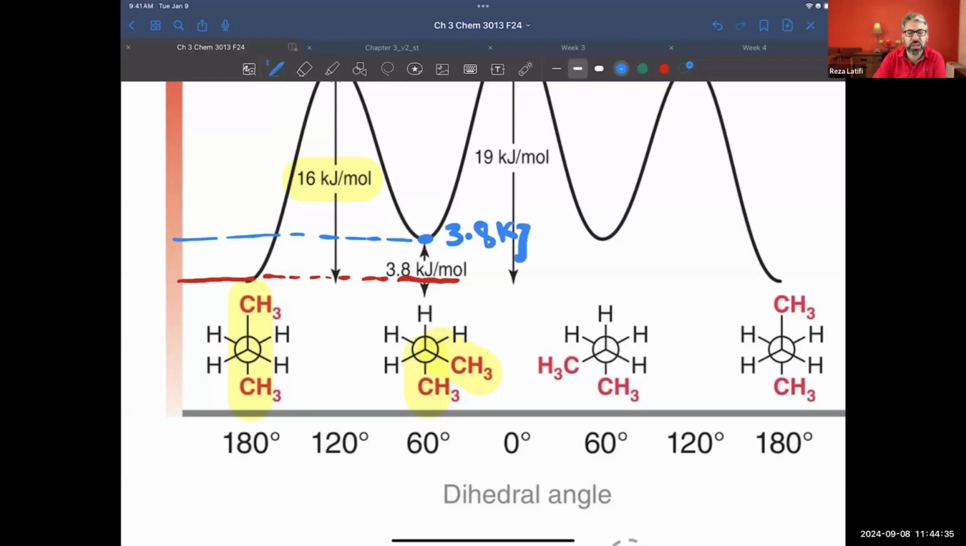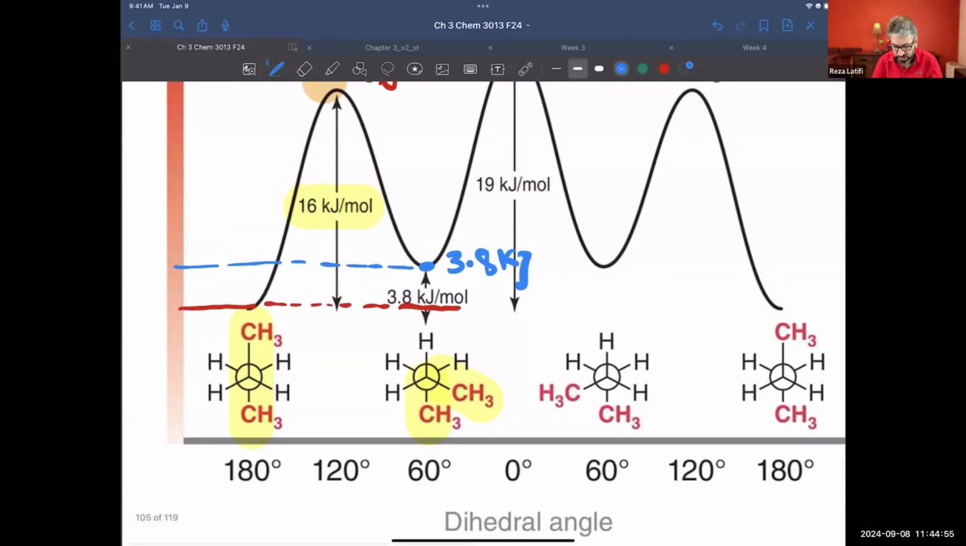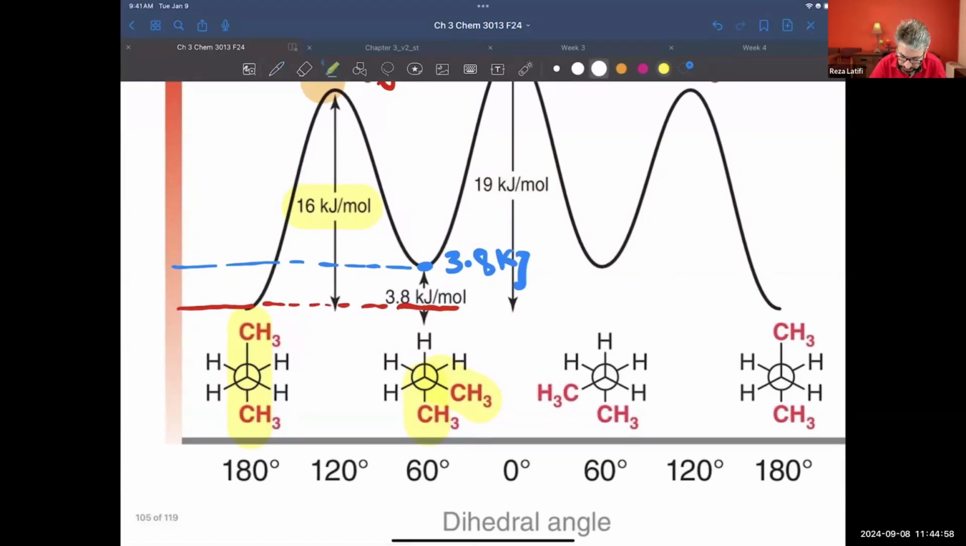Why? Because in any gauche position, yes, it's a staggered position, but you have two methyl groups that are 60 degrees from each other. They used to be 180, now 60 degrees. Because they are 60 degrees, they will be too close to each other. They will repel each other, and they will make the system unhappy. That's the reason the energy went up, by this amount, 3.8 kilojoule. So the new structure has 3.8 kilojoule higher energy than the starting point because of the gauche condition.